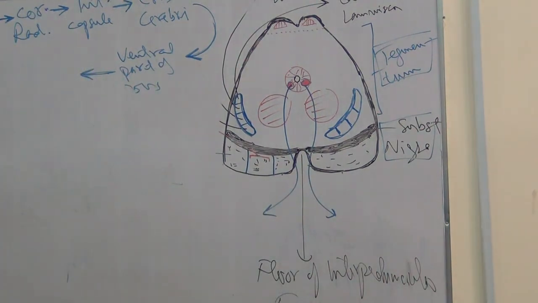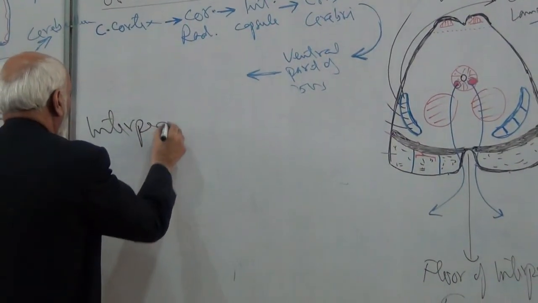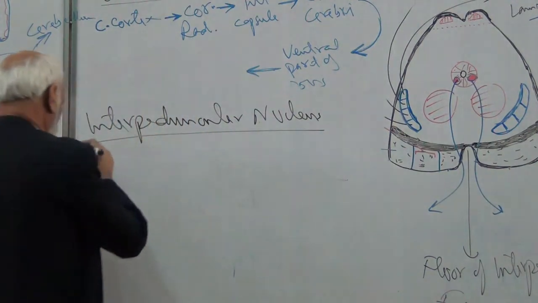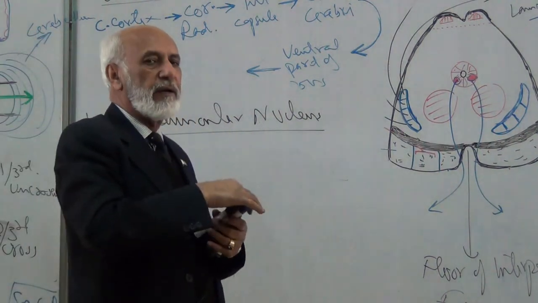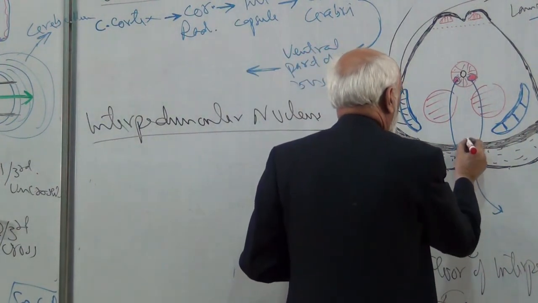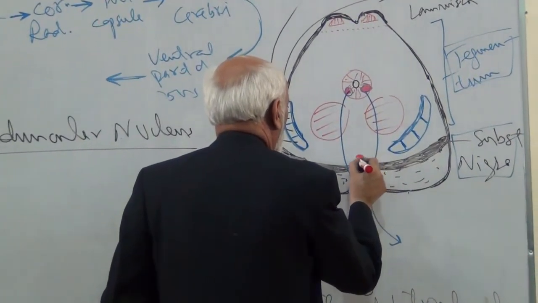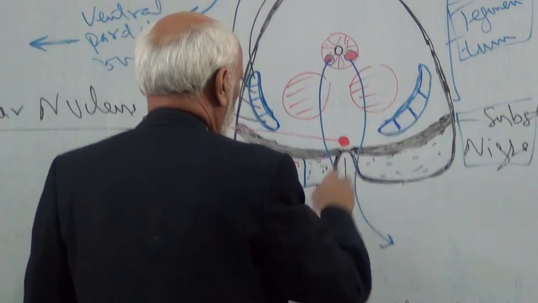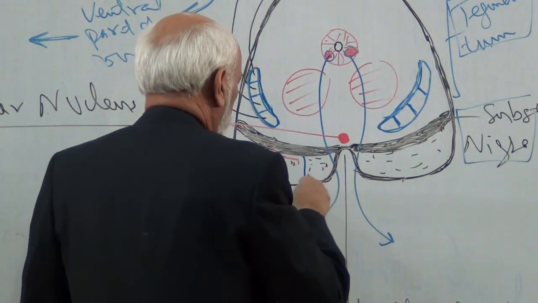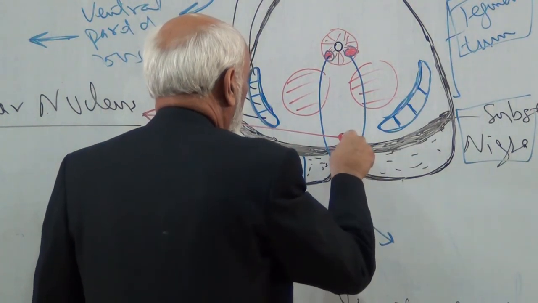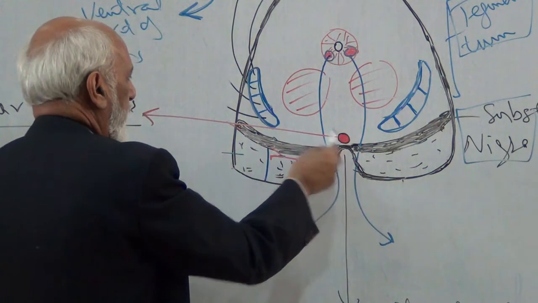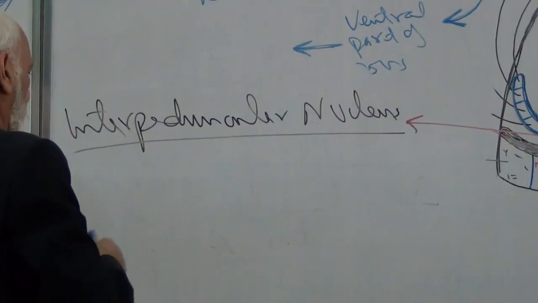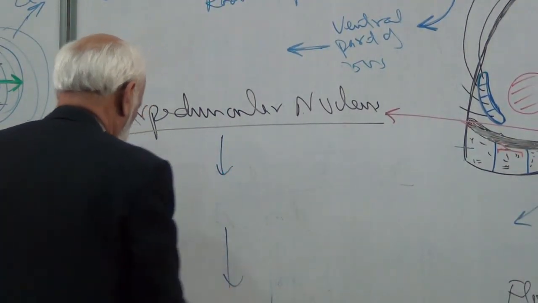Now the next important topic is the interpeduncular nucleus. It is an unpaired nucleus located here in the floor of the interpeduncular fossa in the midbrain. This is the interpeduncular nucleus. Only one nucleus is present. Now what is the importance of this nucleus? It is connected to the habenular nucleus.